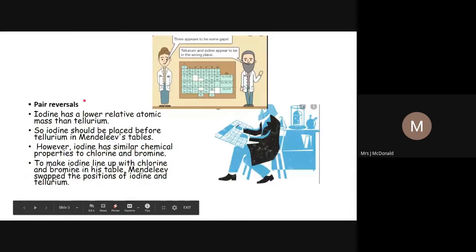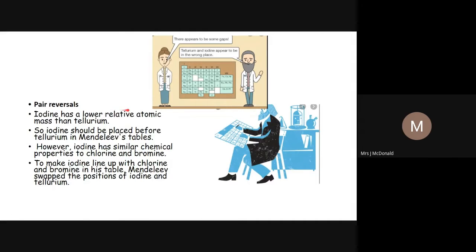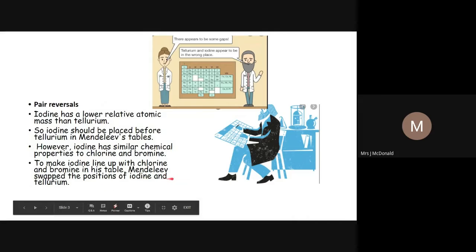He had something called pair reversals. So iodine has a lower relative atomic mass than tellurium. So in Mendeleev's original table, iodine was placed before tellurium because at the time they'd only got relative atomic mass to work on. But it bugged Mendeleev, and he noticed that iodine's properties were much more like chlorine and bromine. He swapped them round. So he lined them up with chlorine and bromine in his table, and he ended up swapping iodine and tellurium.